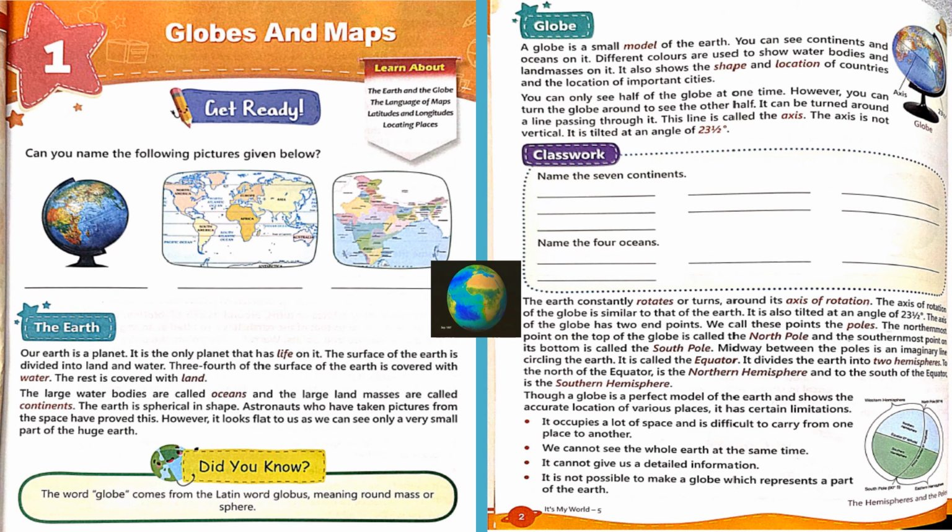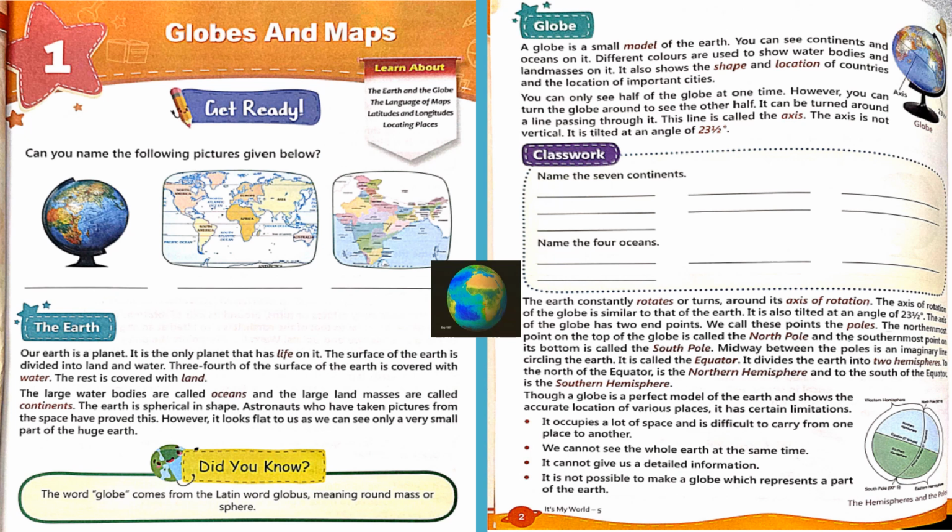Astronaut means a person trained for going into space. Yes. Our earth is a planet. About 3/4 of the earth is covered with water. How many continents are there? How many oceans are there? There are 7 continents on the earth. There are 5 oceans on the earth. The large water bodies are called oceans. Large land masses are called continents. The shape of the earth is spherical.